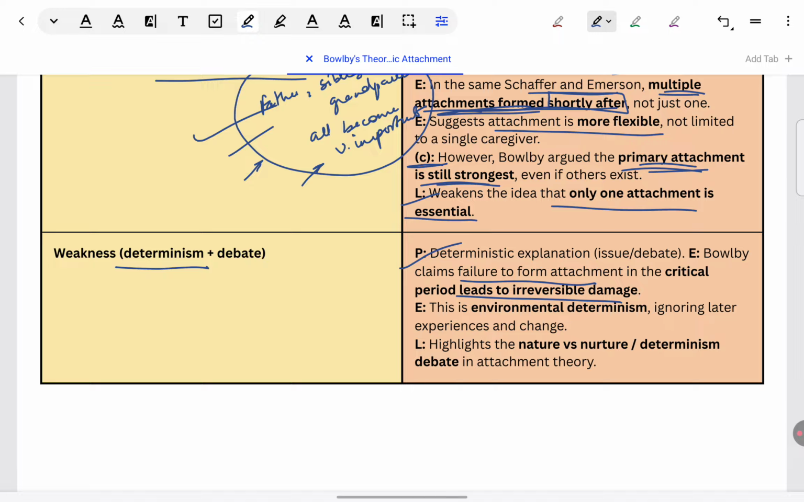The problem with this, why this is a weakness, is because later on it is proven many changes can take place. Forget about research in the area. If you just look around you or if you reflect on your life or other people's lives, you might come across people who have had very poor relations with their mothers or mother figures, and still later on in life they seem to be doing well. They have good romantic relationships. They have been better as parents to their own children compared to what their parents were towards them.